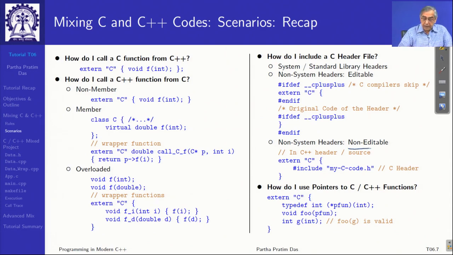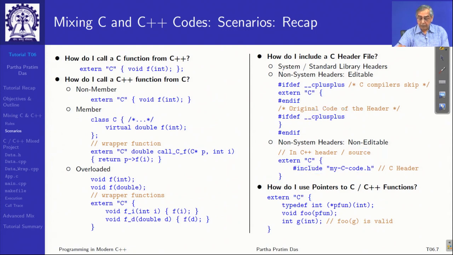Now, in case your header is not editable, then you cannot do such changes in the header. So, in that case, in the C++ code itself, you will have to wrap that header as a whole within extern C. In that case, naturally, there is no question of guard, because this code will only go in the C++. In the C code, obviously, you will only have the simple header included.